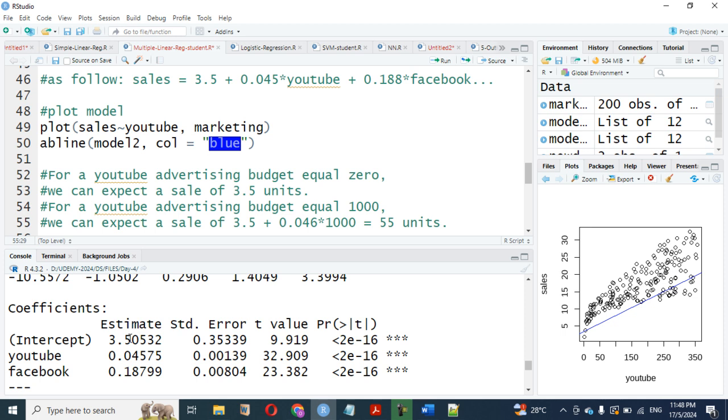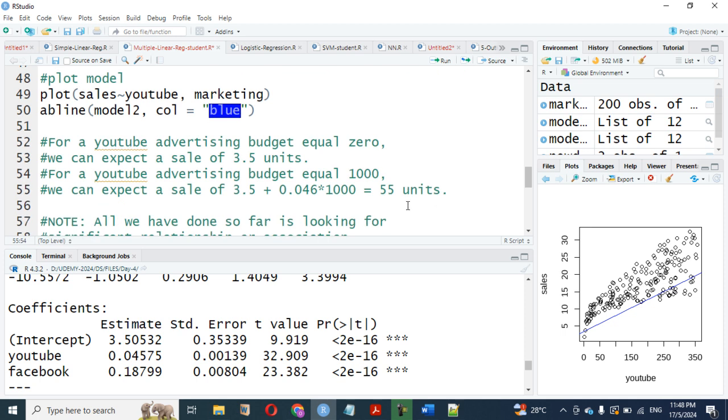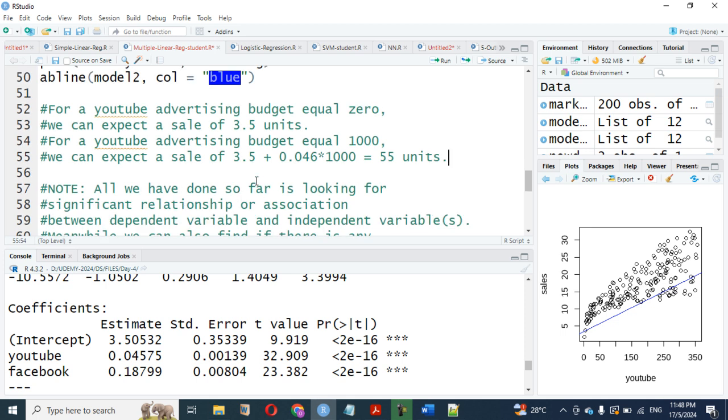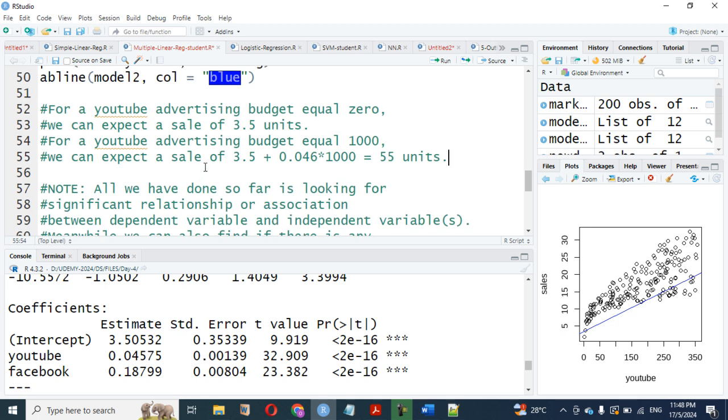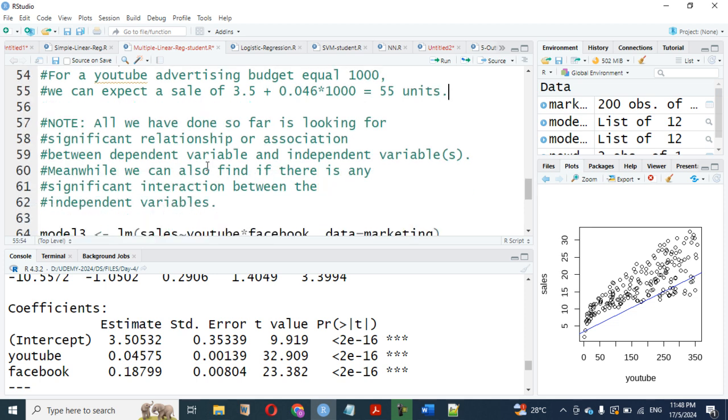So this 3.5 here plus here we have 0.45, 0.46 approximately times 1,000. So this is for 0 units, and this is for 1000 units. Plus this, we have 55 units. All right, so this is what we got. If it increases like we did the other time, we go for 55. So if it increases to 1000 units, it means that both YouTube and Facebook will bring high sales when money is invested in their advertisement.